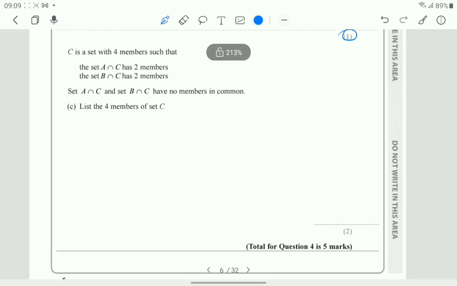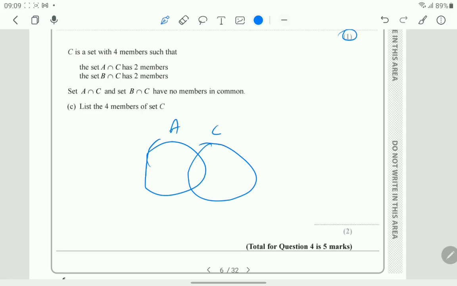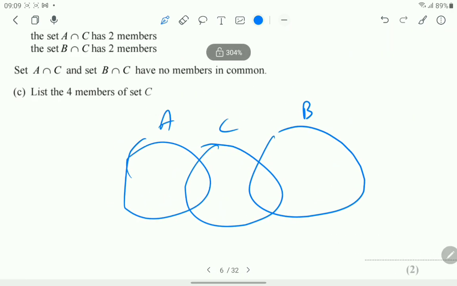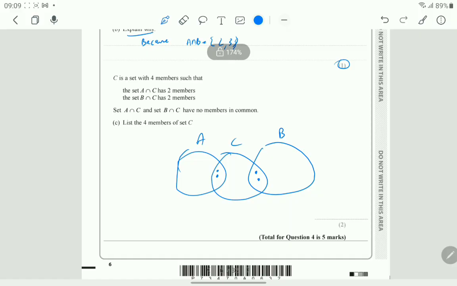Moving on, we have two sets A and C. This is a very simple explanation if you do it with a Venn diagram. So we have three sets. A intersection C has two numbers, and B intersection C has two numbers. However, they have nothing in common.